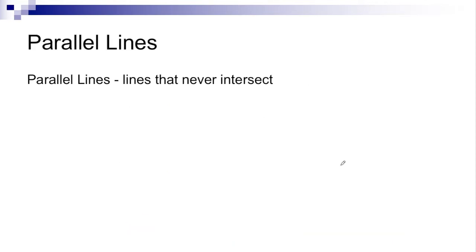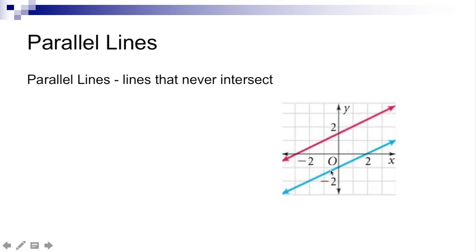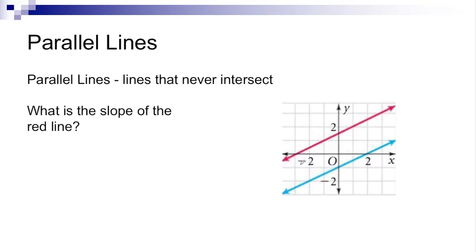So let us define parallel lines. Parallel lines are lines that never intersect. Now, I want you to find the slope of the red line. So first, let's find points on the line. These are the points. And let's use the rise over run. So from this point, we rise 1 unit. And we run to the right 2 units. So it's positive, so 1/2.